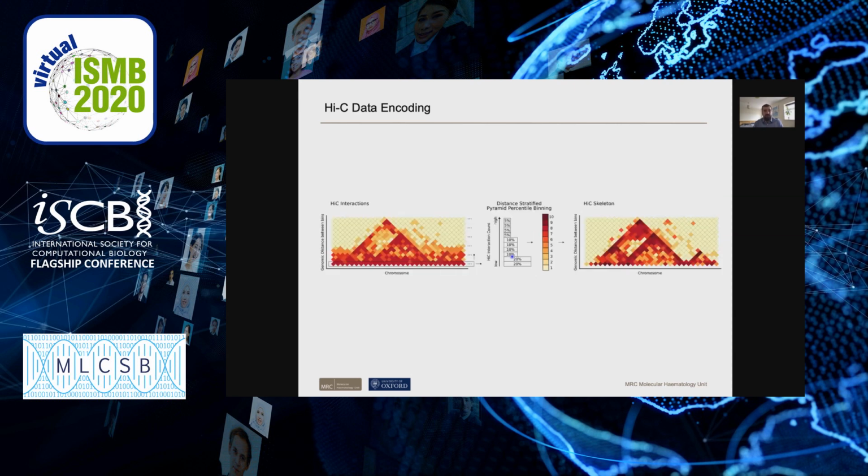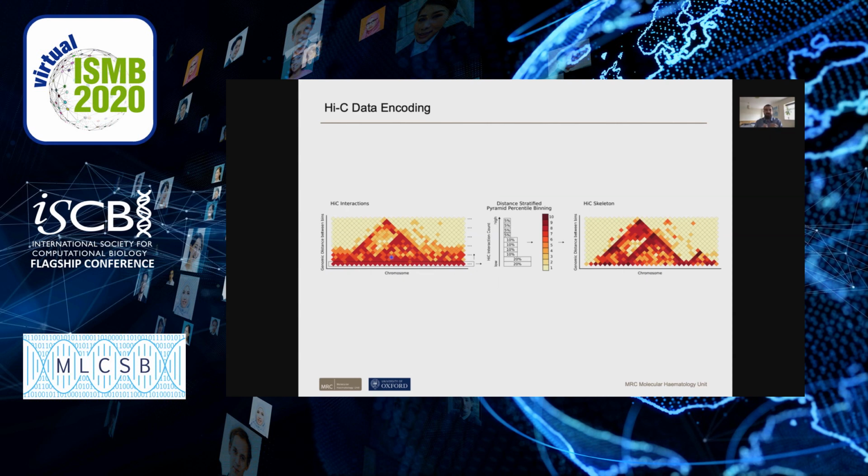Now, the second trick that we're doing is we're normalizing the Hi-C data to get rid of the distance dependent signal. So if you look at raw Hi-C data, you can see that the interactions that are closer to the bottom, that means that they're closer in linear space in the genome, have a much higher interaction frequency than anything that's further apart in linear space. And this is simply a function of the DNA as a polymer.